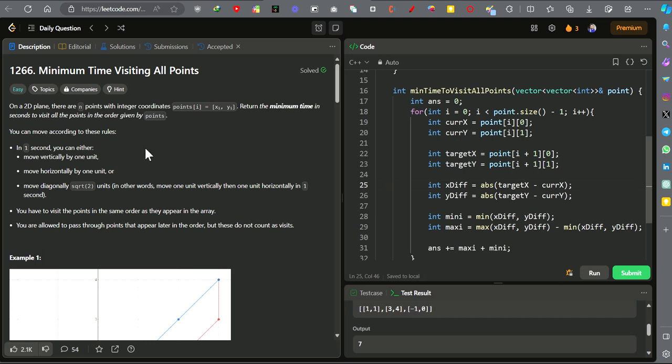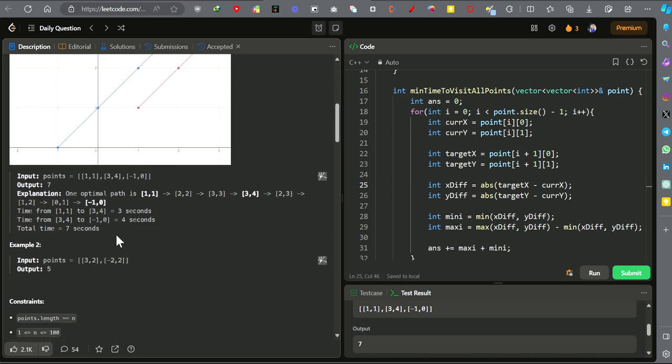Hello guys. Today we are solving this daily Leetcode challenge problem 1266, minimum time visit all points. The question is very simple. On a 2D plane, there are n points with integer coordinates.